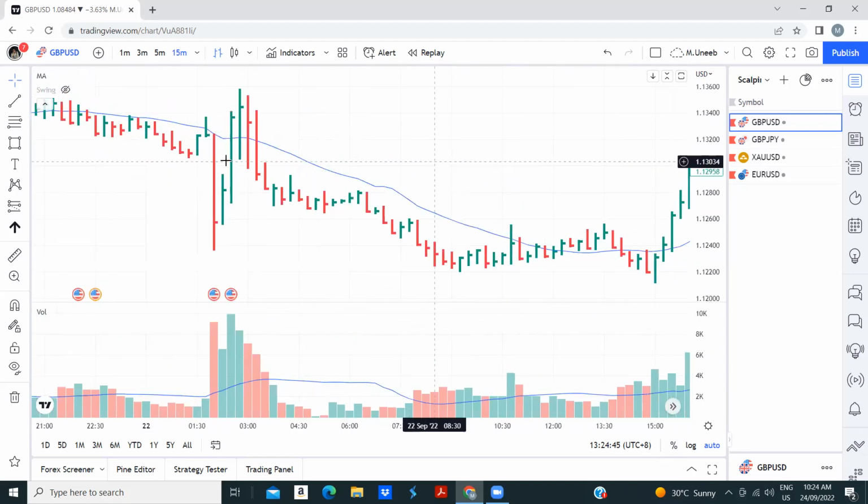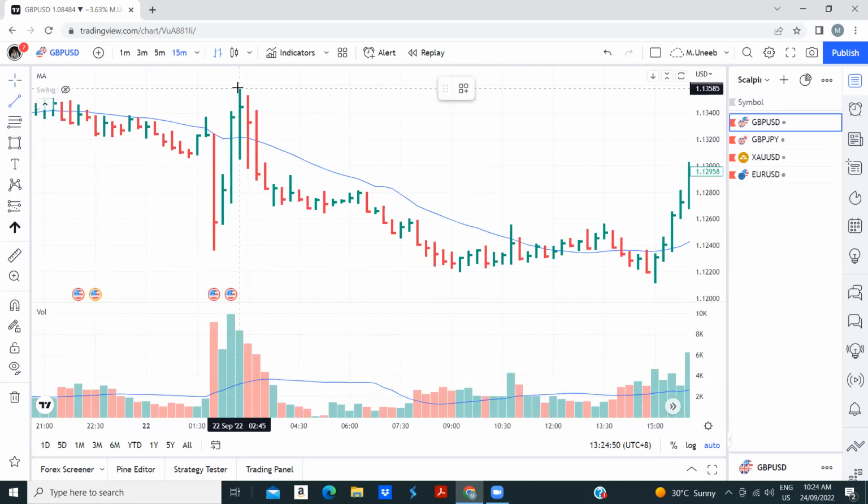Okay, 22. So the overnight session started at 3 a.m. your time. That's the highest point here. It's 2:45 here, this one. Obviously this is not a swing high, right? This was the swing high. So the overnight session starts from here.